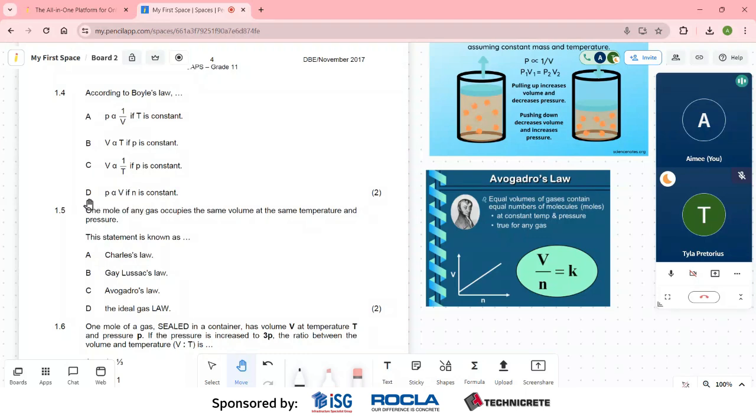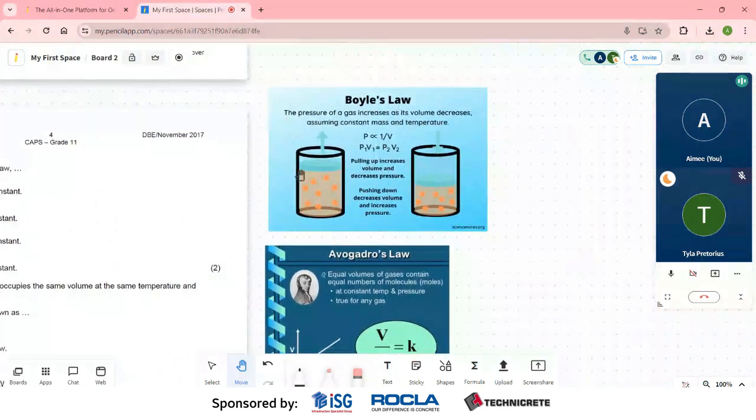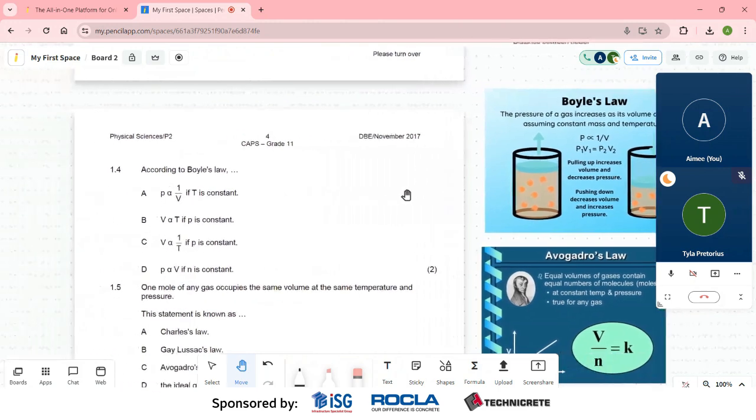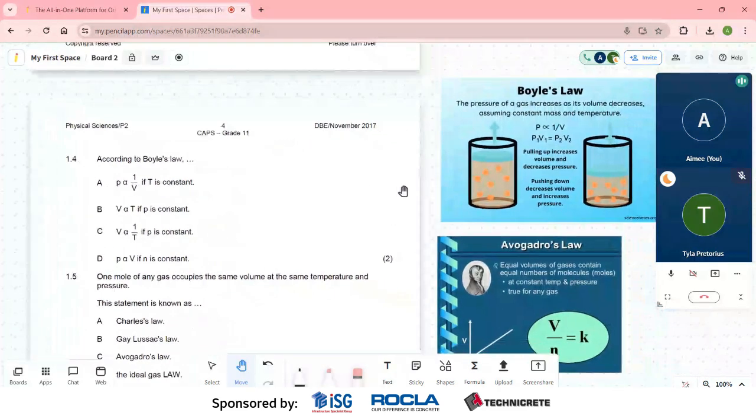Okay, then we have a look at D. So here D says P, or pressure, is directly proportional to V if N is constant. So I've got a little description here. Boyle's law says that the pressure of a gas increases as its volume decreases, assuming that constant mass and temperature are achieved. So P is directly proportional to 1 over V. Do we have P is directly proportional to 1 over V if temperature is kept constant? Yes, we do. It's A.